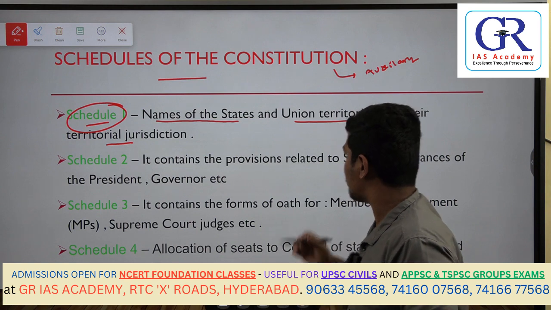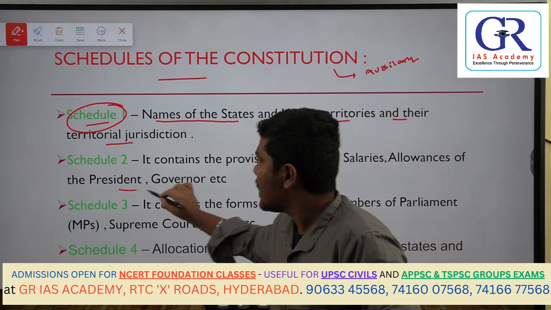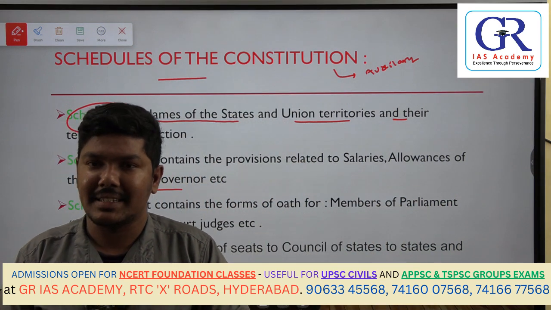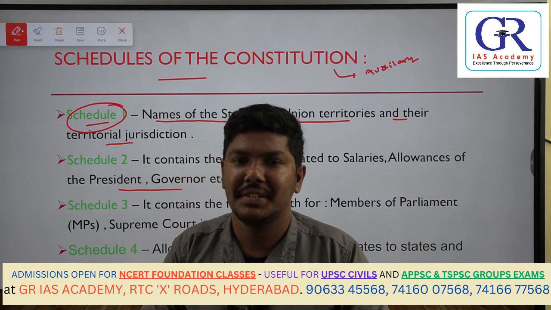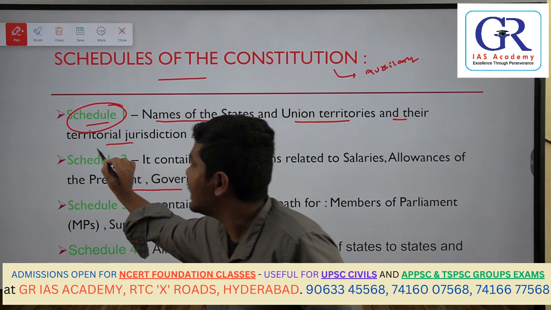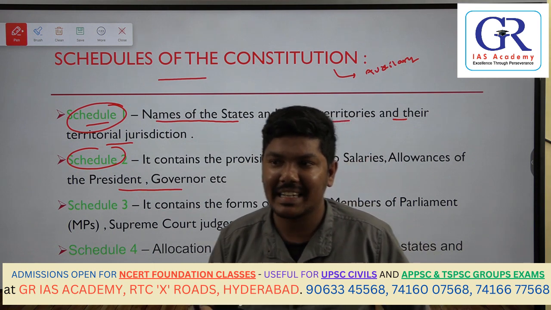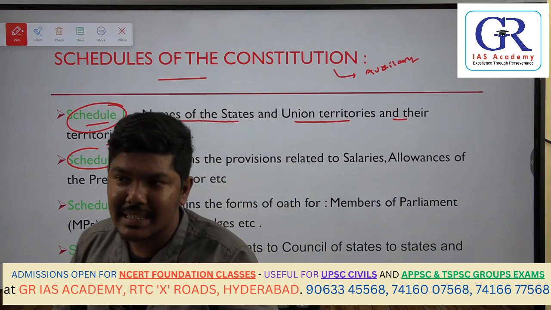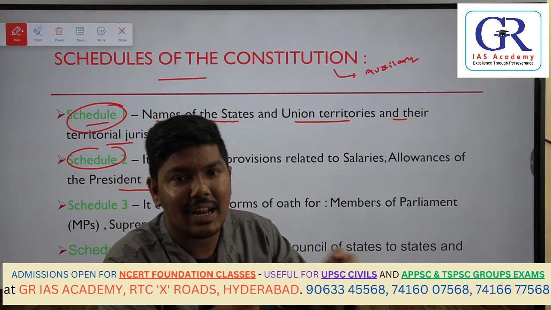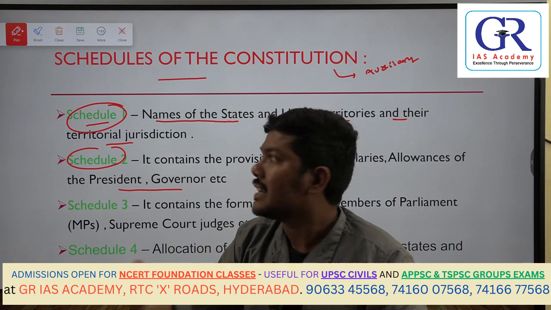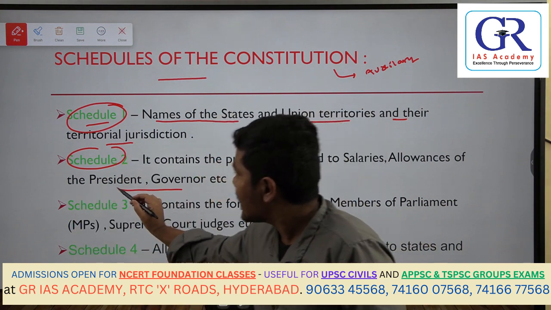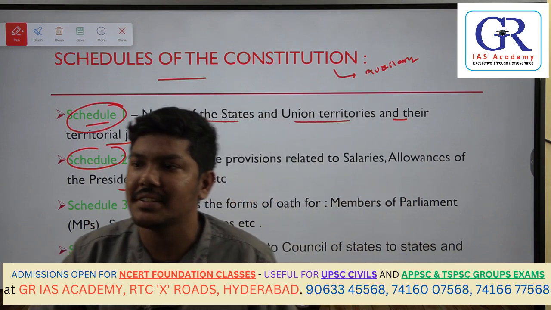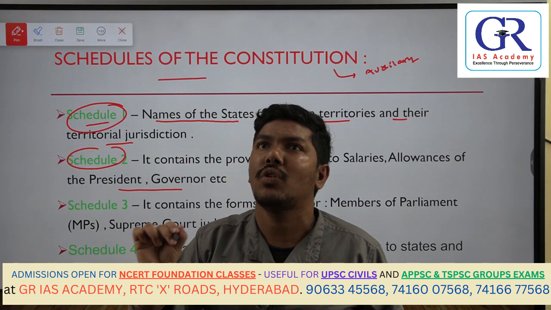Then coming to schedule number 2. Yesterday we talked about many important posts, for example president, vice president, governor and so on. All the salaries and emoluments given to them are mentioned under schedule number 2 of the Constitution. For example, if the president's salary is revised, who will revise it? It is the Parliament which will revise, and once that is revised, it will be updated in schedule 2. There are some other officers as well whose salaries and allowances and all details are mentioned in schedule number 2 of the Constitution.